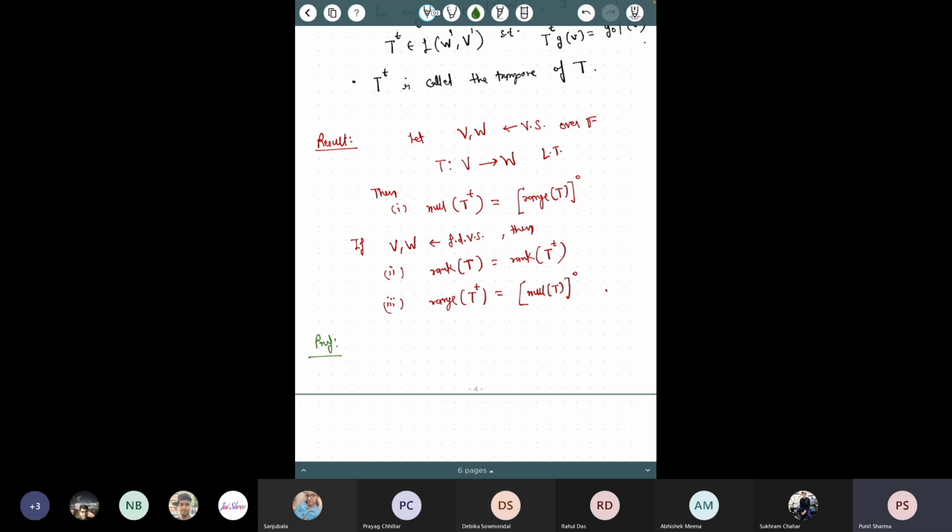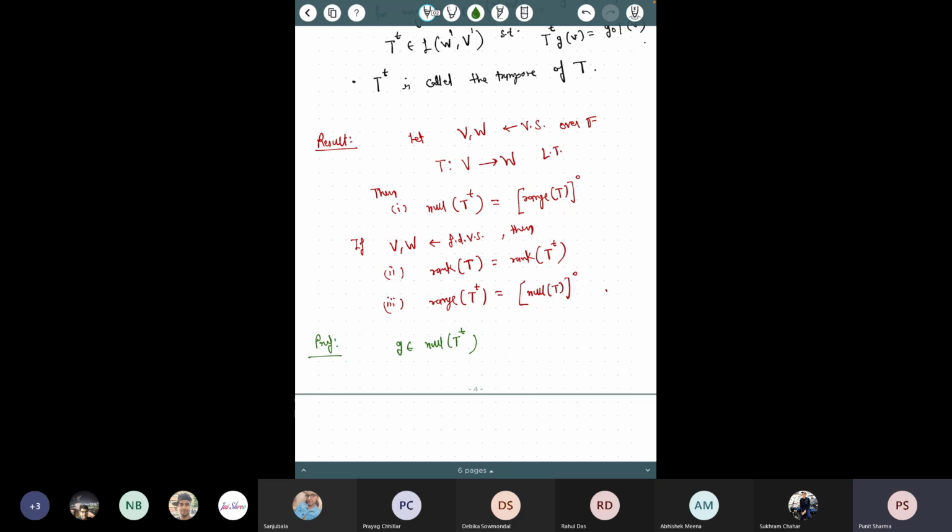So let's prove the first one. We have to show that the null space of T transpose is equal to the annihilator of the range space of T. So we have to prove that these two sets are equal. We'll follow the usual way: we'll show that one is contained in the other, and the same way the other side is also true. So I'll take an element, let's say g, in the null space of T transpose. Now you tell me how to show that g belongs to the annihilator of the range space of T.